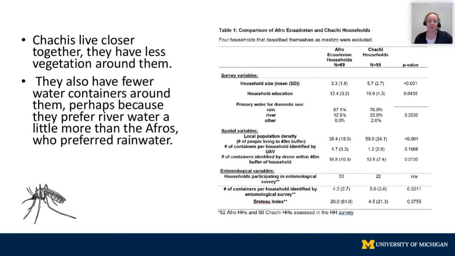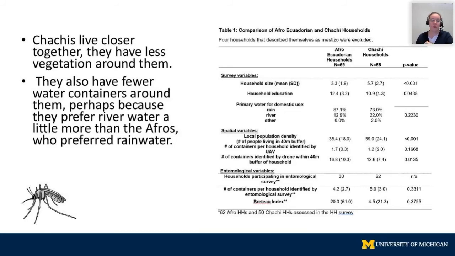One of the things we saw was that Chachi households are substantially larger, usually with more members than Afro households. They tend to have several siblings living together, and so you can sometimes find households of 20 or even 25 people, though in this case it wasn't that, but there are slightly larger households and much denser. The population density is higher in general. They tend to have less vegetation surrounding their houses, maybe because there are more people, and they also were storing less water. This is maybe partially because they live closer to the river, so they are a little more likely to use river water, whereas the Afros were more likely to prefer rainwater.